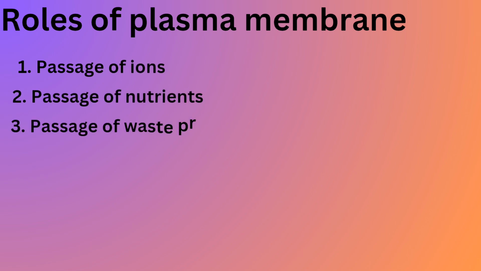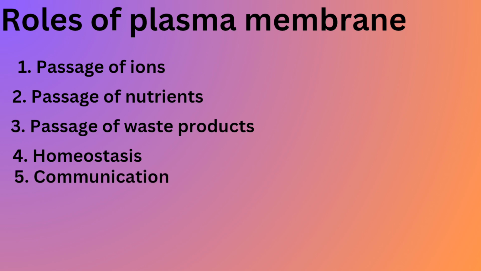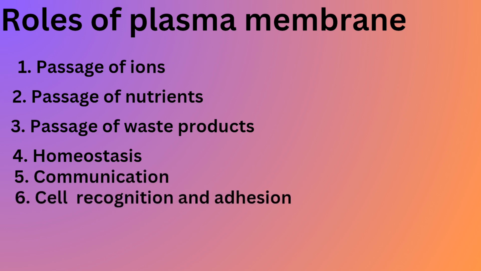Role of plasma membrane. The plasma membrane regulates the passage of ions, nutrients, and waste products, maintaining cellular homeostasis. It enables communication between cells, participates in cell recognition and adhesion, and plays a crucial role in various cellular processes such as signal transduction and transport.